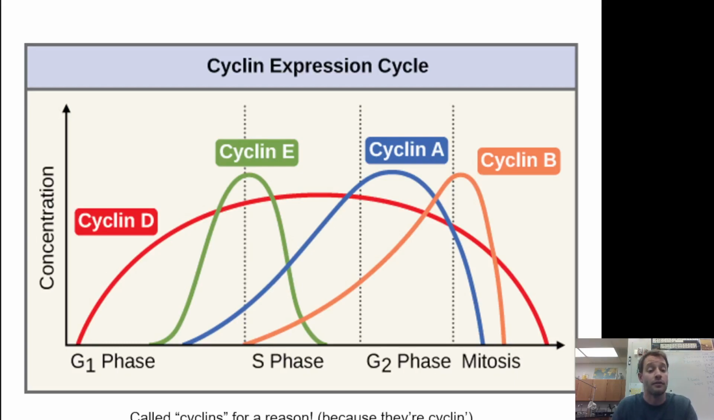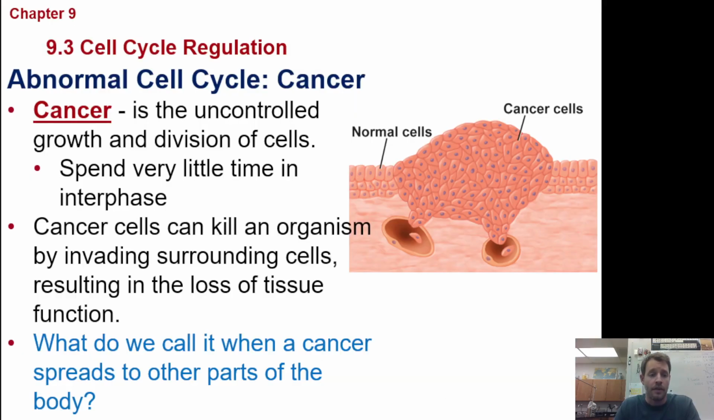So they're called cyclins for a reason, because they cycle. They cycle in and out of prominence. They're going to rise in concentration and then they're going to fall. So it's a cycle. If the cell cycle is not regulated properly, then you could have an abnormal cell cycle. In other words, cancer. Cancer is an uncontrolled growth and division of cells.